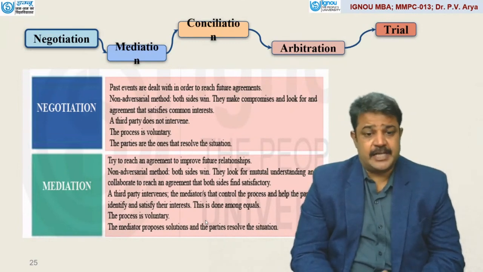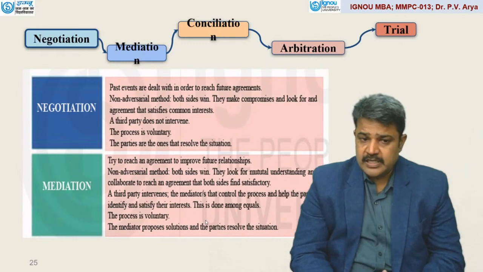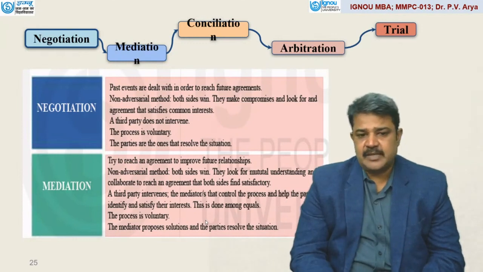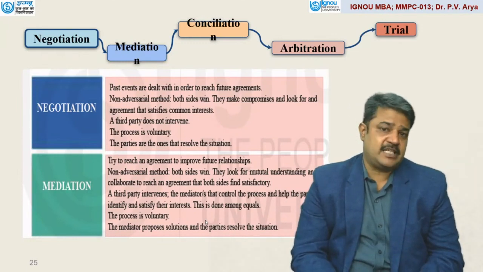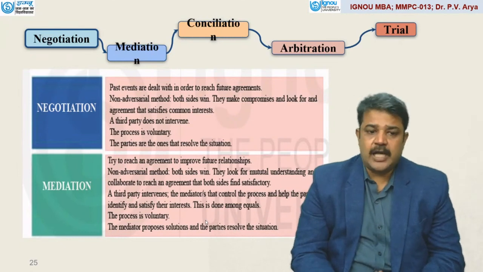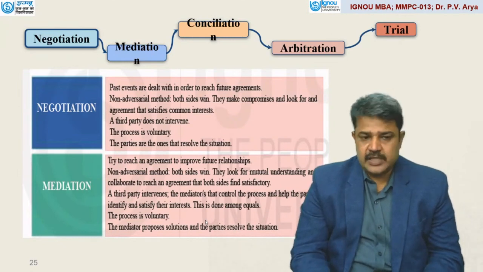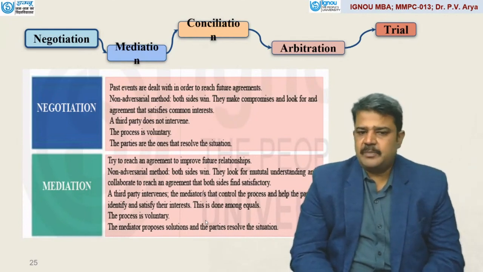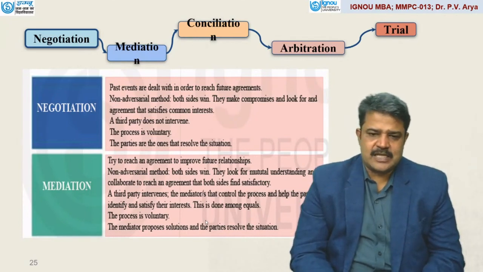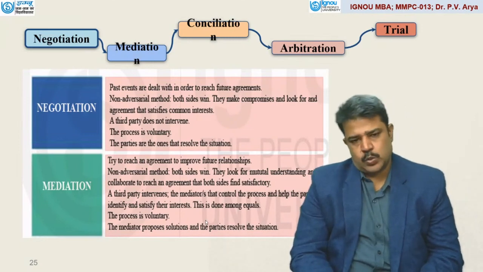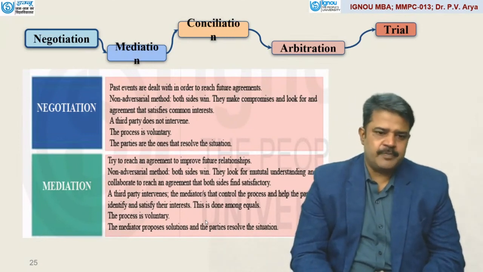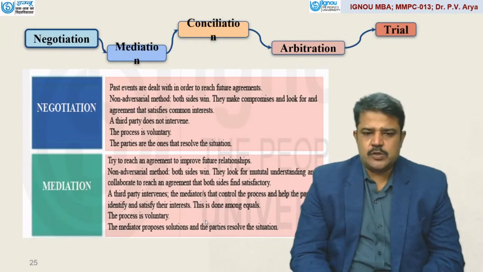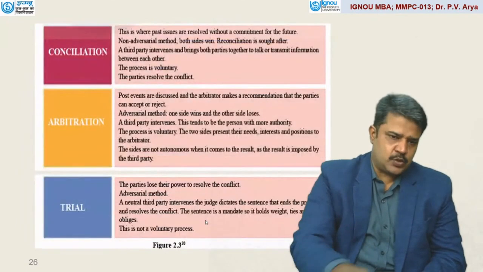Mediation tries to reach an agreement to improve future relationship. Non-adversarial method, both sides win. They look for mutual understanding and collaborate to reach an agreement that both sides find satisfactory. Well, a third party intervenes in case of mediation. That is the difference between negotiation and mediation. The mediator controls the process and helps the parties identify and satisfy their interests, this is done among equals. The process is voluntary.